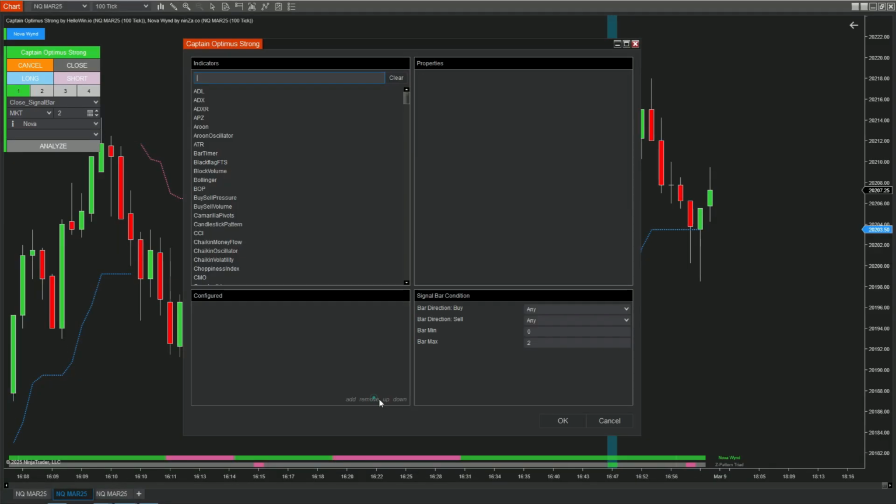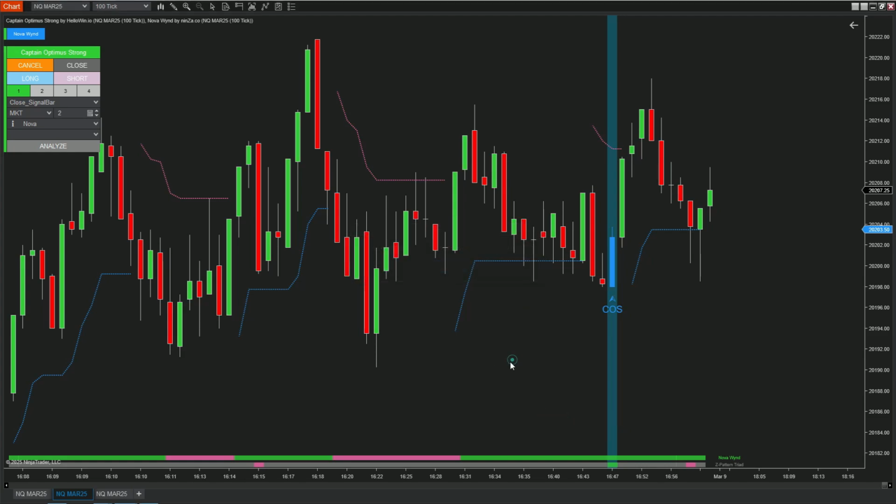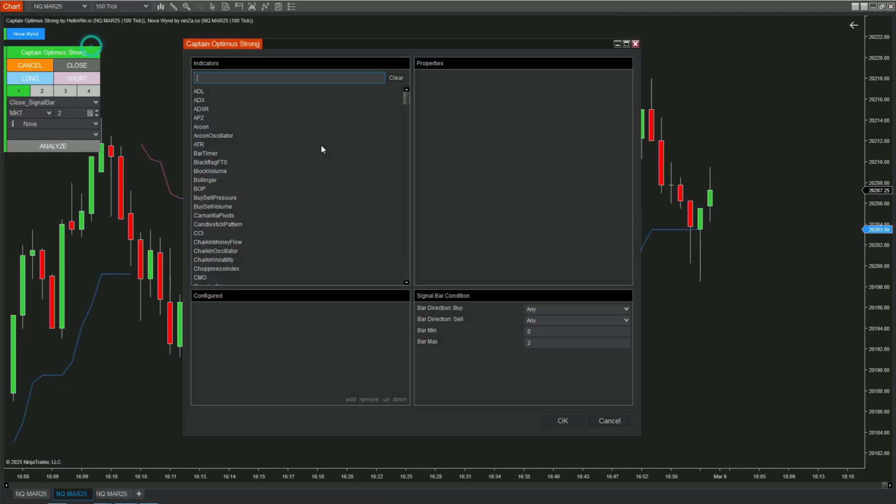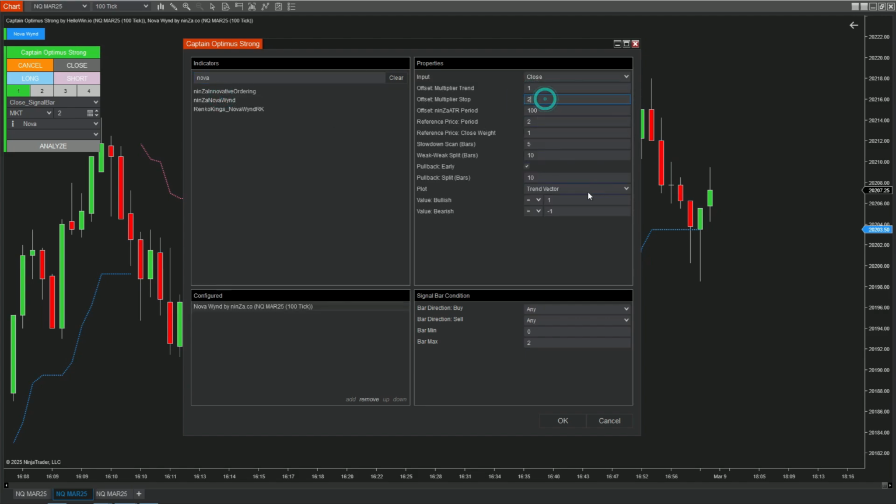Next, we will explore how to set up this strategy in Captain Optimus Strong to automate trading signals based on the narrow range pattern. This time, I will make a few adjustments to the settings to better align with the characteristics of the pattern. Unlike the previous 2 patterns, which can generate signals immediately when a candle forms, the narrow range pattern requires time to develop, as it depends on price range contraction before a breakout occurs. Key adjustments in the settings: offset multiplier trend and offset multiplier stop. These values are adjusted to filter out excessive short-term fluctuations, reducing noise and preventing an overload of weak trade signals.